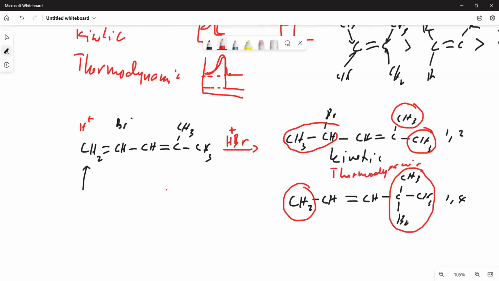So meaning, if I put the condition here, let us say negative 45 degrees Celsius, then that is kinetic condition, and this will be your product. Now, if I change the condition to 45 degrees Celsius, that's very high already, you have to look for the thermodynamic product. And what is the thermodynamic product? That also. So that's how you determine the product based on kinetic and thermodynamic conditions.